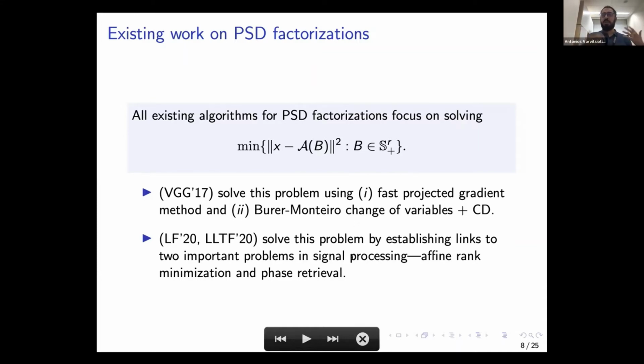Working in signal processing, when you work with problems like affine rank minimization, phase retrieval, and stuff like that, these are the type of relaxation that you end up with. So basically, they look into the signal processing literature, dig out algorithms for affine rank minimization and phase retrieval, and apply them to this problem. So these are the existing things that are out there.